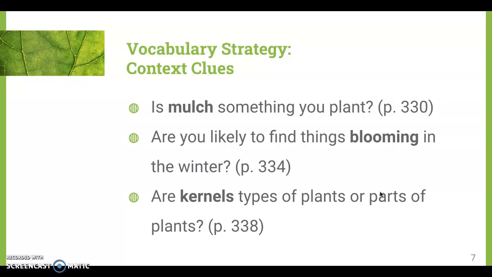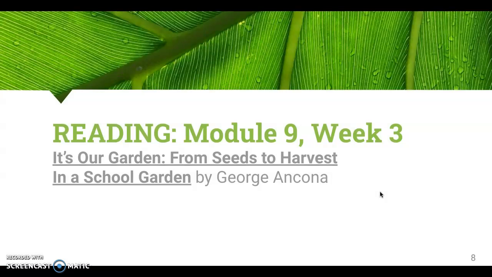Are you likely to find things blooming in the winter? Look on page 334 and use your context clues. Are kernels types of plants or parts of plants? Look on page 338 and use your context clues to help you find out.